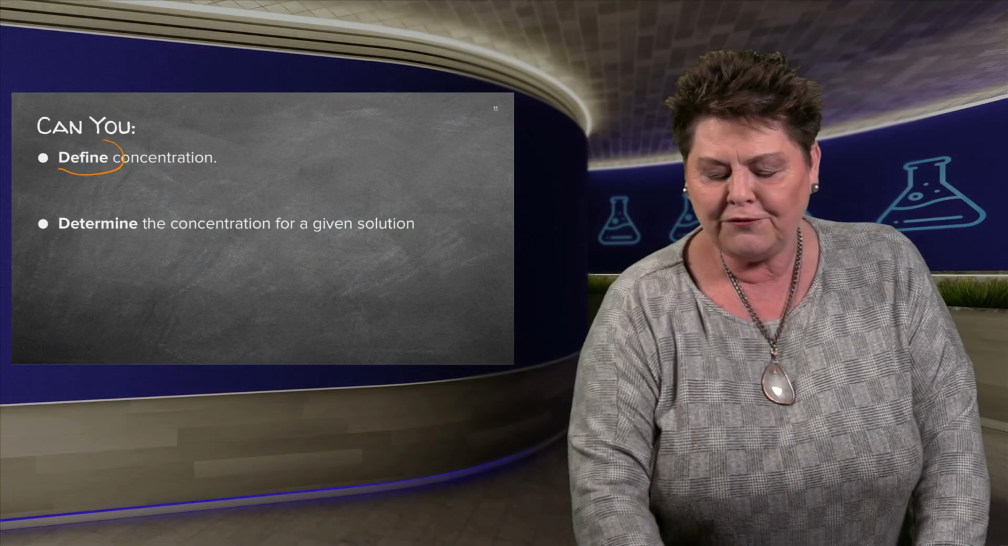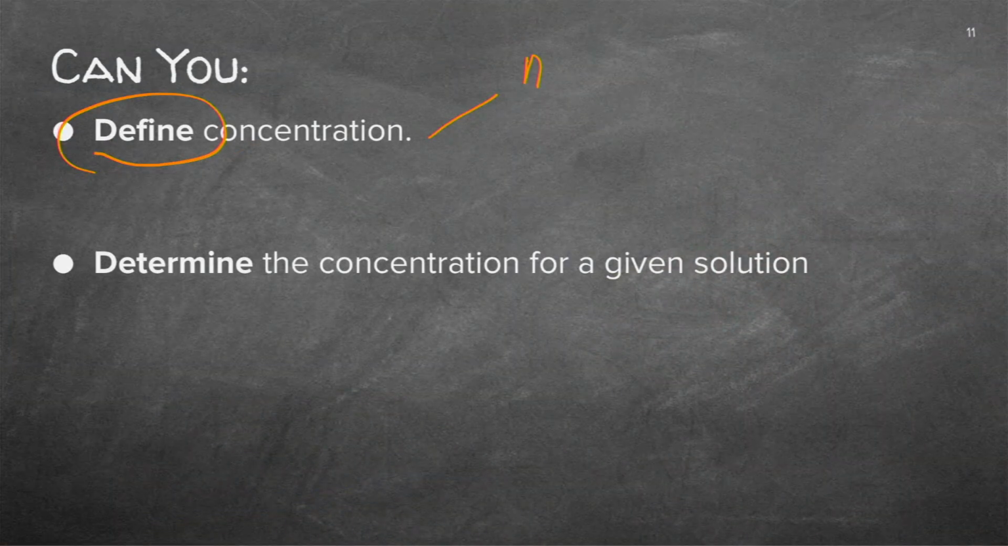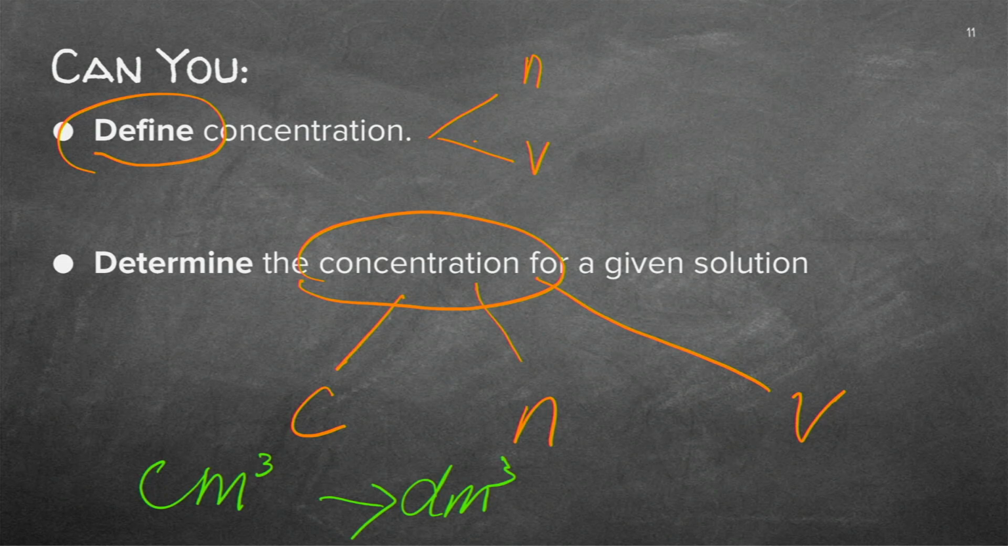Right, can you define concentration? It is the number of moles in a certain volume. Go and have a look at the definition. You'll be asked to do that. And then finally, do some calculations, either the concentration or the mole or the volume. And the last note, can you take cubic centimeters to cubic decimeters? Quite important to do that conversion.